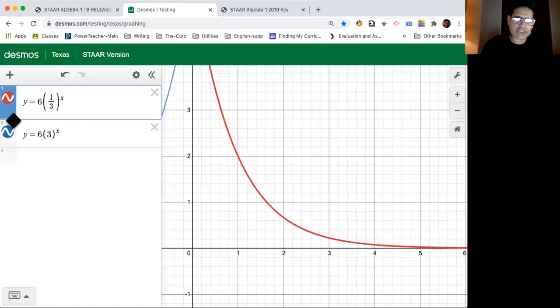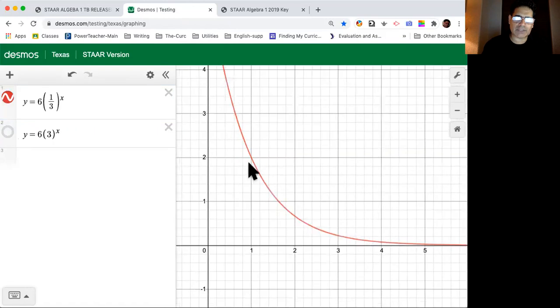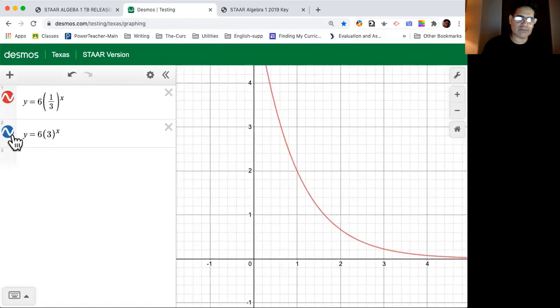I'm not exactly sure, but I know this is not the direction I want to go, right? So let me get rid of that one for now. I'm not deleting it, I'm just making it disappear for now. So let's look at the next one.